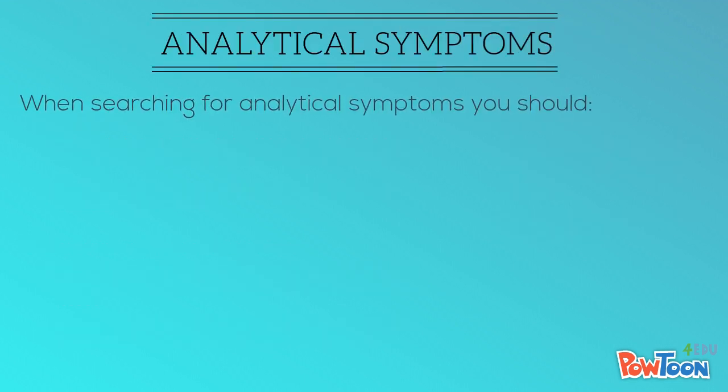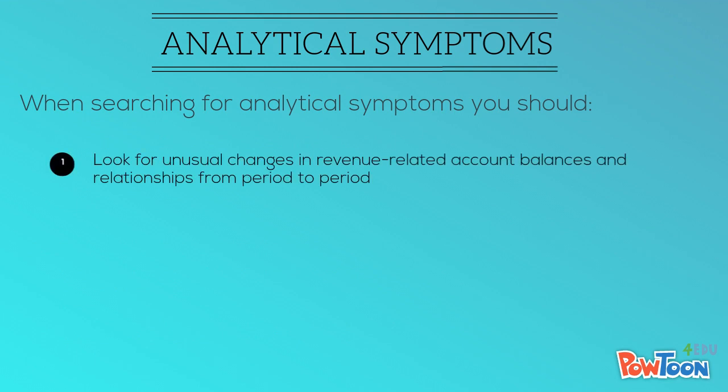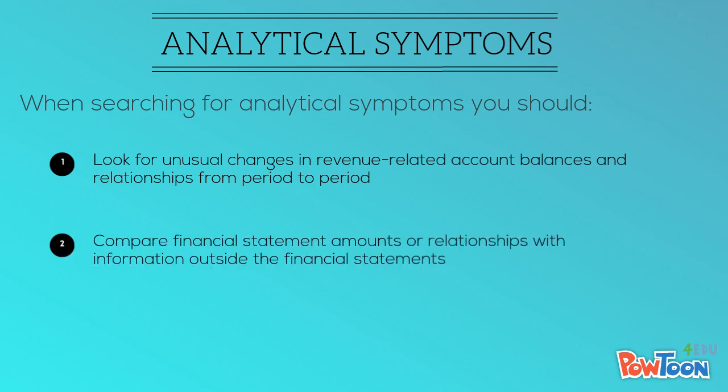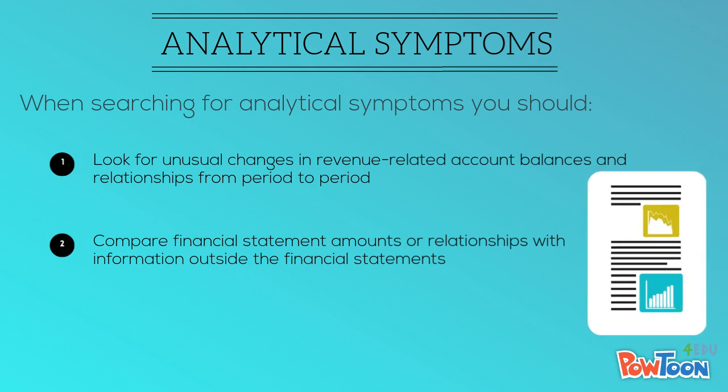When searching for analytical symptoms, you should 1. Look for unusual changes in revenue-related account balances and relationships from period to period. 2. Compare financial statement amounts or relationships with information outside the financial statements. To determine whether analytical symptoms exist, a point of reference, an expectation, or some reasonable balance relationship to which recorded amounts can be compared is necessary.